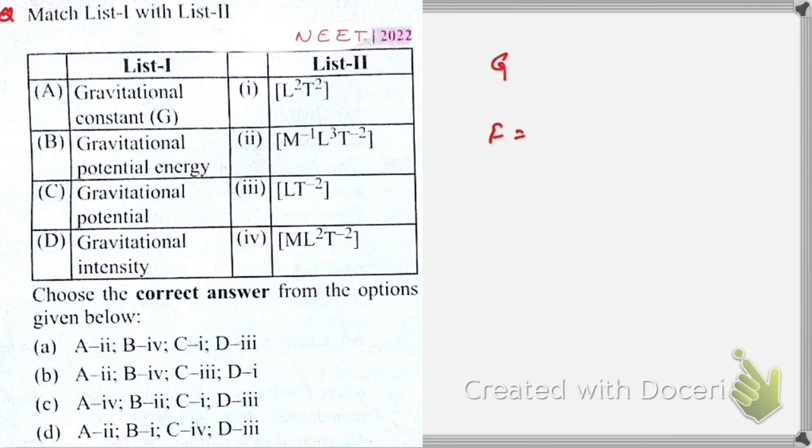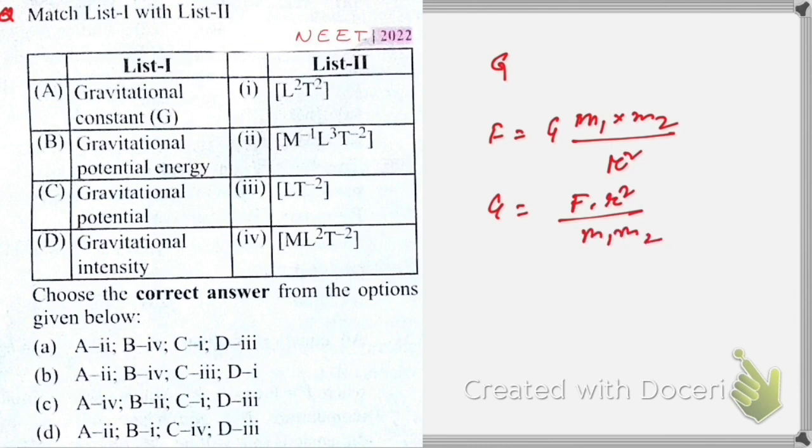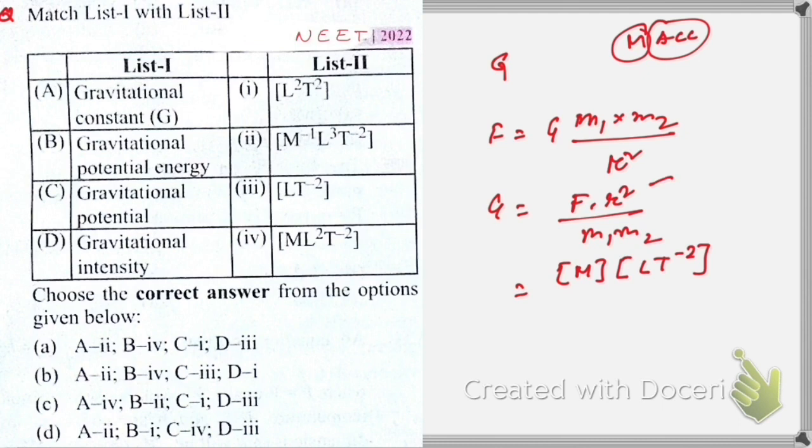Now you see gravitational constant, universal gravitational constant G. We know F is equal to capital G m1 into m2, both represent mass, by r square. So capital G is equal to F into r square, where r is distance, so that will be length, by m1 into m2. Force is mass into acceleration. For mass we get M, for acceleration L t to the power minus 2, then r square is also a length, so we get L square. Then m1 into m2 is mass into mass, that is M square.